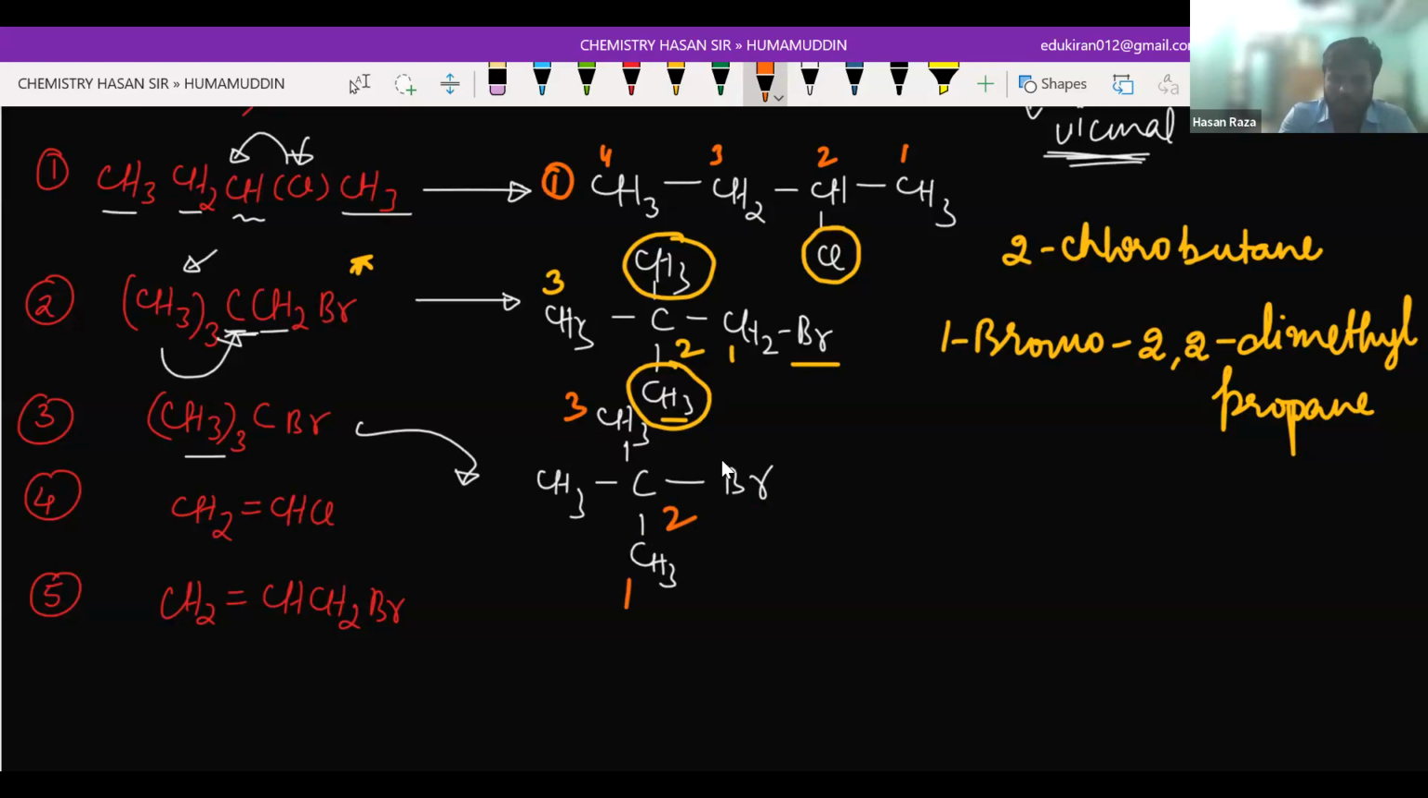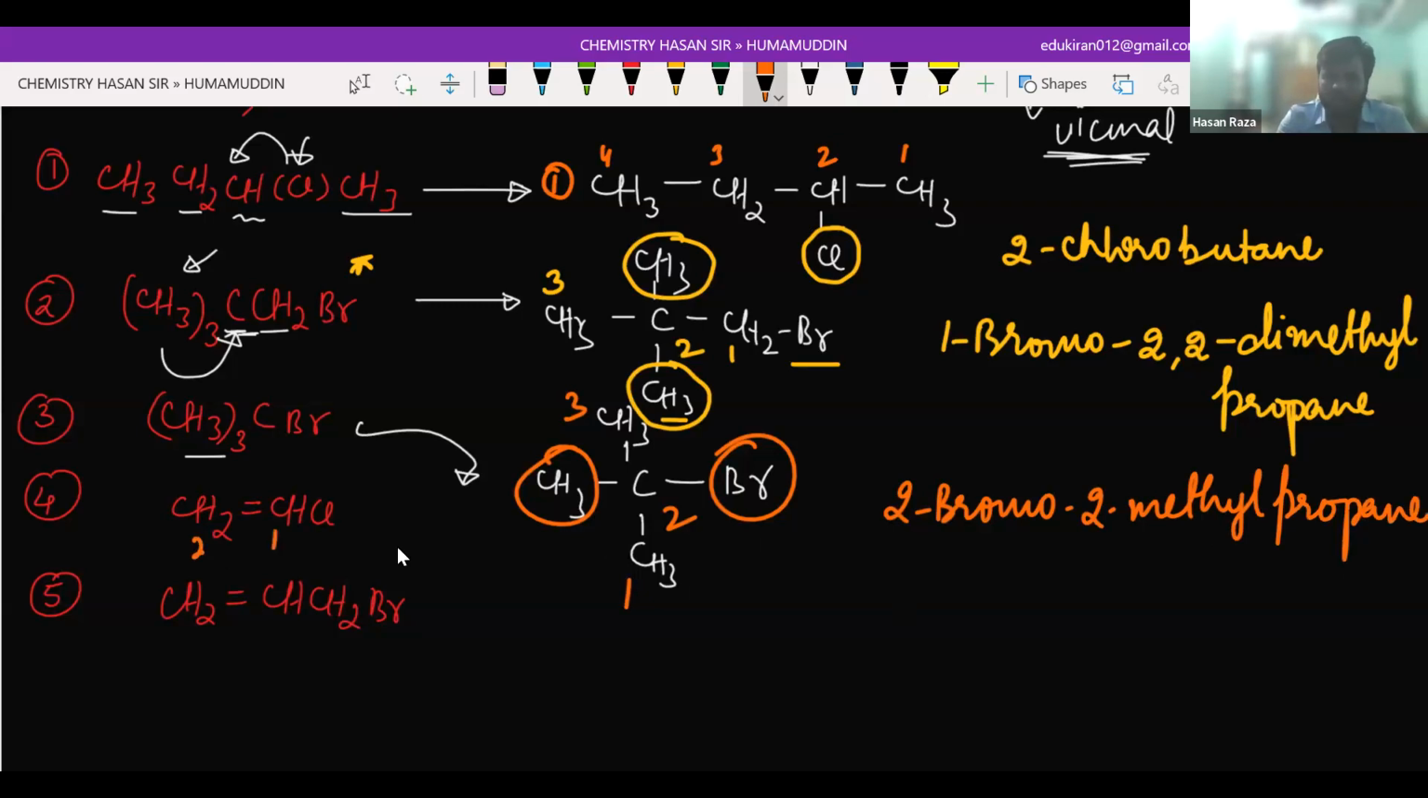So in this way, you can see 2-bromo, 2-methyl, because on the second carbon, second position, you have both the branches, 2-bromo, 2-methyl. And how many carbons in the parent chain? 3 carbons, prop, and singly bonded: propane.